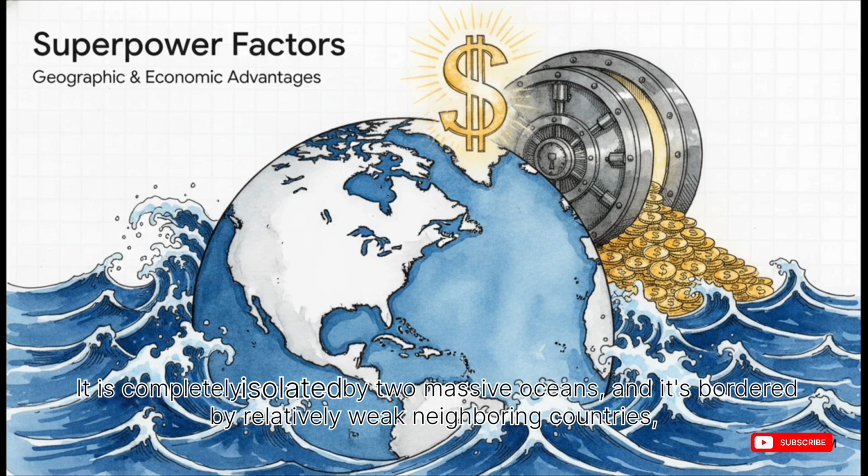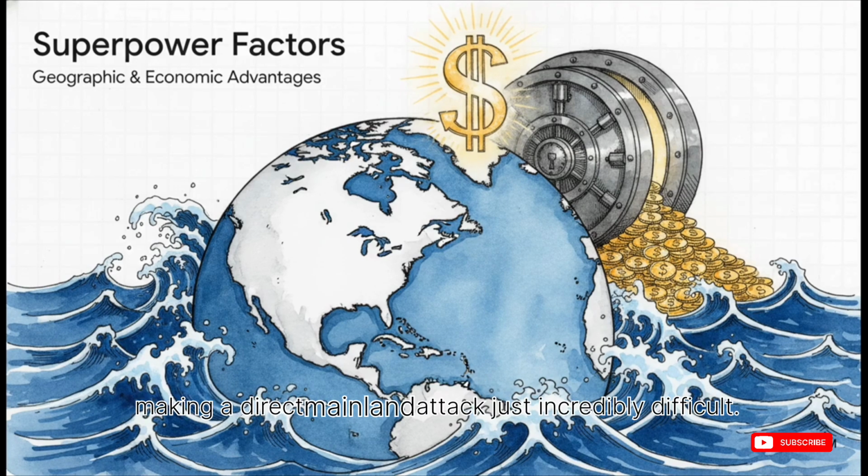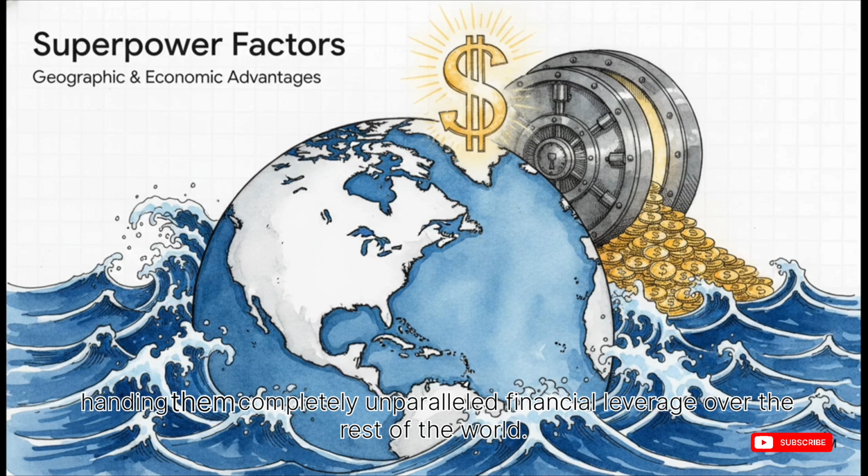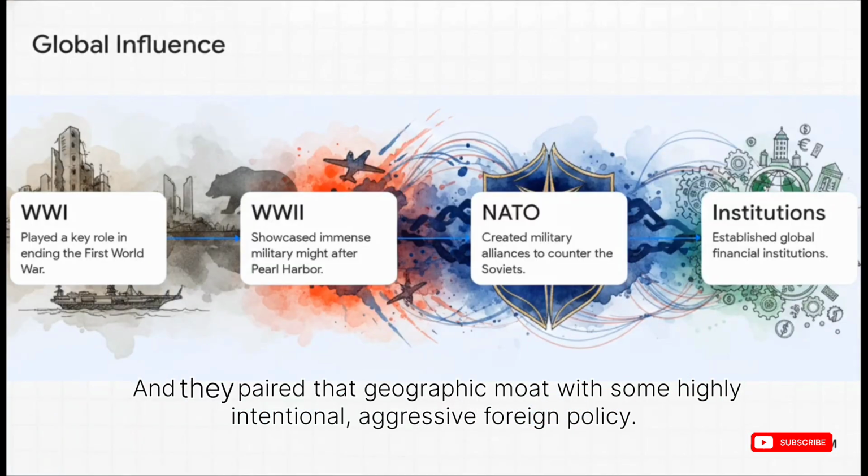It is completely isolated by 2 massive oceans, and it's bordered by relatively weak neighboring countries, making a direct mainland attack just incredibly difficult. Combine that safety with an immense, roaring economic engine, and the US eventually built such economic dominance that global trade started running primarily on US dollars, handing them completely unparalleled financial leverage over the rest of the world. And they paired that geographic moat with some highly intentional, aggressive foreign policy.